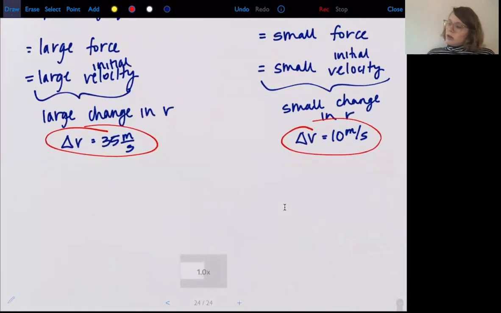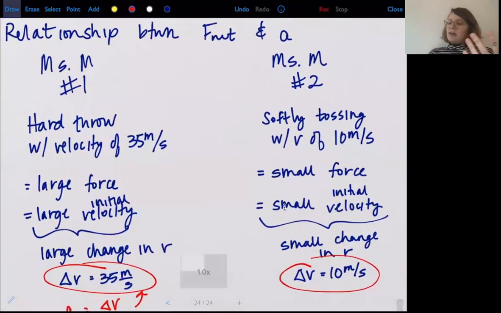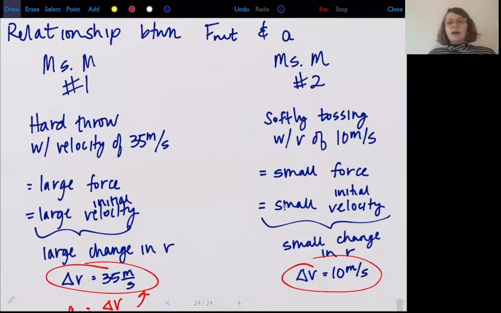The one with the greater acceleration or deceleration here is the one with the greater change in velocity, because acceleration is a change in velocity over time, remember? And if the time is not changing, that means this one has the larger change in velocity, so therefore it has the larger acceleration or deceleration, right? Okay, what does this have to do with Newton's first law or second law?